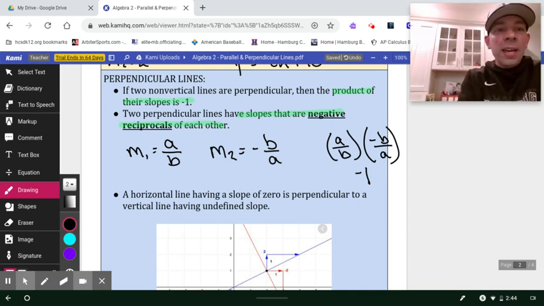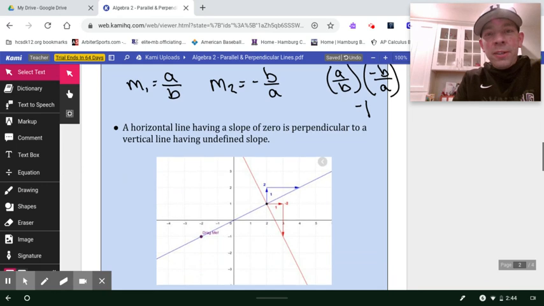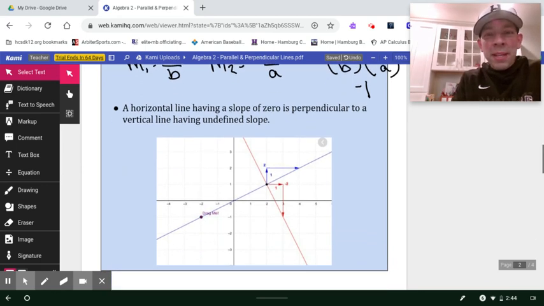-1. And I never really took the time to try to visualize what that meant, but I think this picture does a pretty good job. So I think you'd agree that the blue line and the red line are perpendicular. They meet at a 90-degree angle. So how does this whole idea of a negative reciprocal really work?